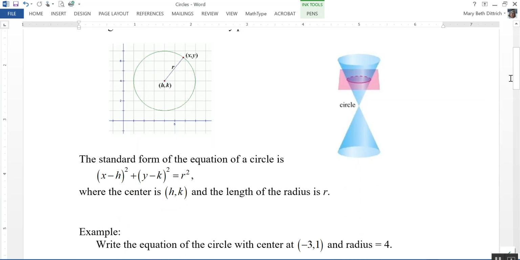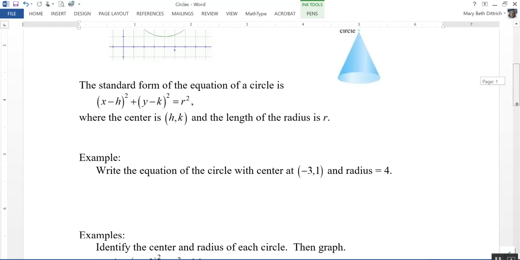The standard form of the equation of a circle is (x - h)² + (y - k)² = r², where the center is (h, k) and the length of the radius is r. If you recall from geometry, this is basically based on the distance formula: how far is the center from any point on the circle, and that distance is going to be constant. So let's take a look at a couple examples here.